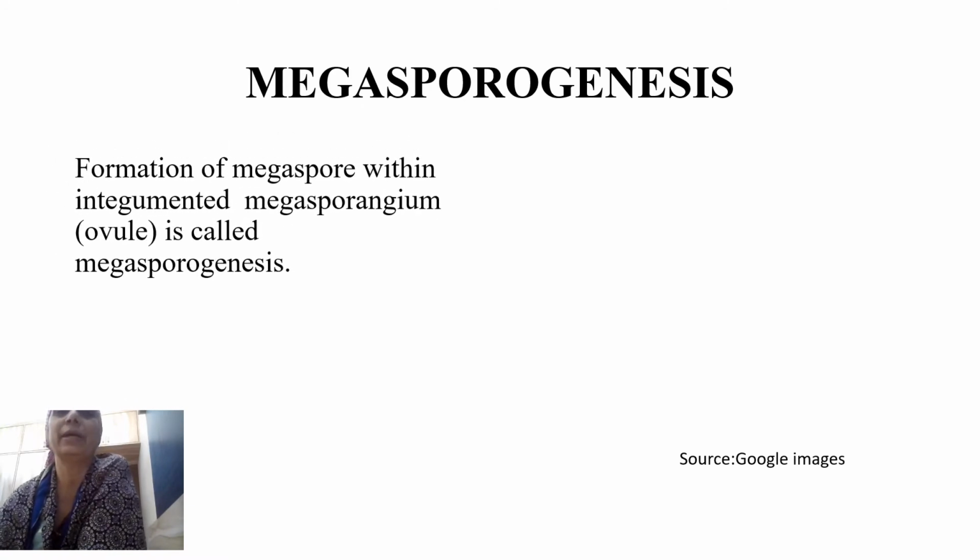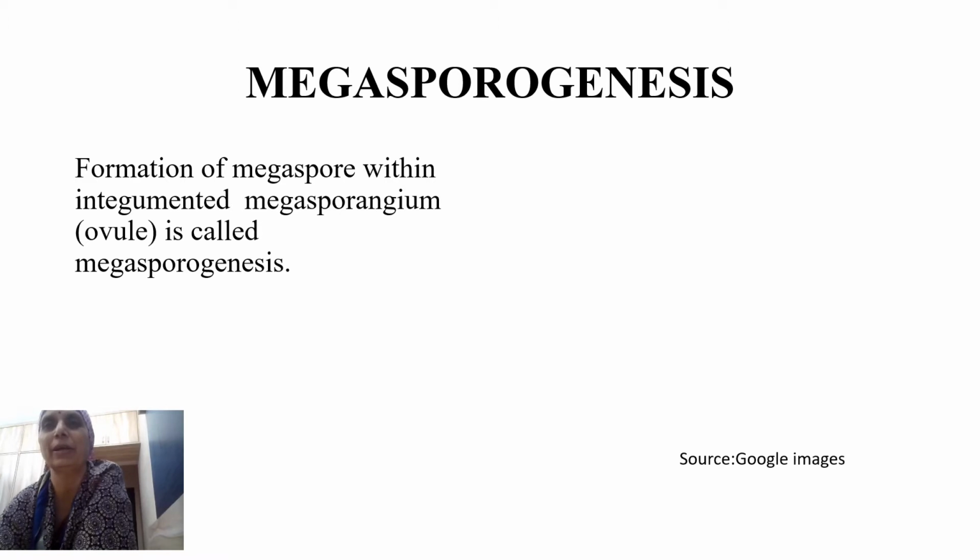What does it mean? It means formation of megaspore within integumented megasporangium. What is that? That is an ovule. It is called megasporogenesis. That means formation of megaspores within the megasporangium. Which is the megasporangium? The ovule is the megasporangium.